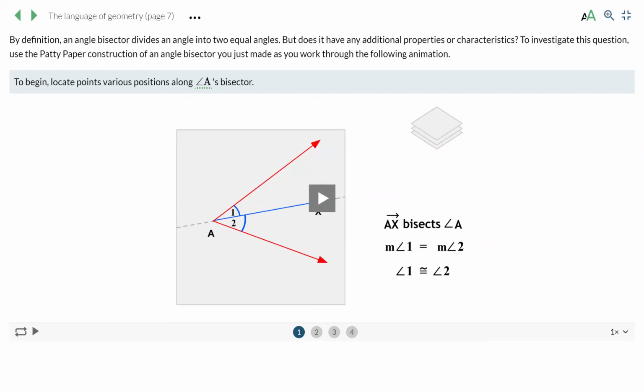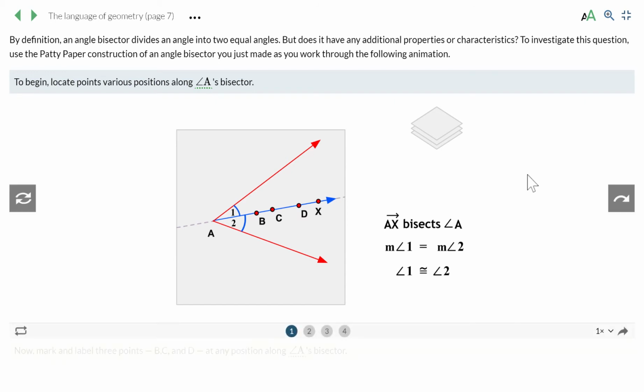Okay, so now we're going to watch the slides on page 7. By definition, an angle bisector divides an angle into two equal angles. But does it have any additional properties or characteristics? We're going to investigate this question as we use their patty paper construction of the angle bisector that they made on page 6.